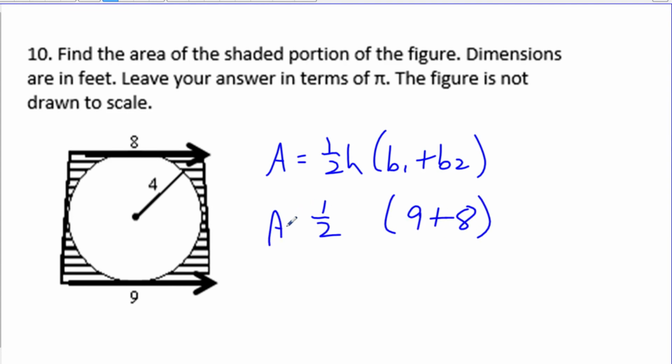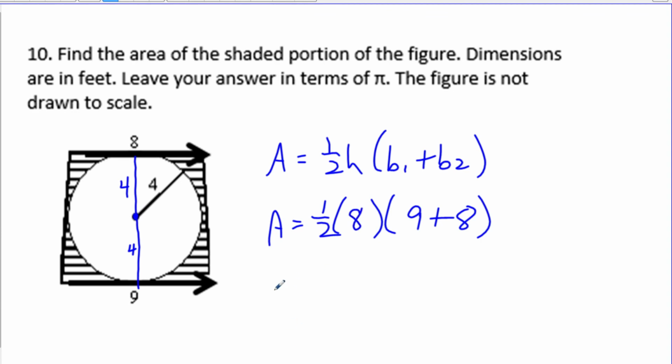I was not given the height, right? That's the distance from the bottom to the top. So here's what we're going to use the circle for. If it's 4 over to the edge here, it's also 4 up, and it's also 4 down, which means the distance from the bottom to the top is actually 8.